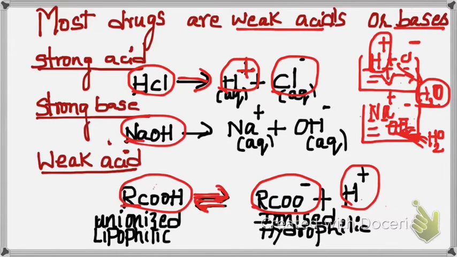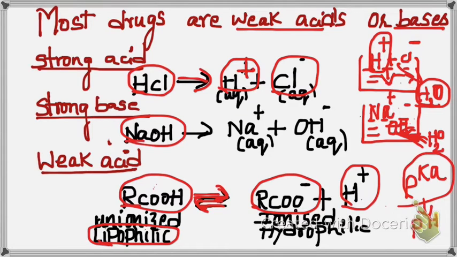Since we knew that the cell membrane is a lipoid or lipid membrane, these lipophilic or unionized forms of the drugs can easily pass through the cell membrane. So we saw the pH at different places as we travel down through the GIT, and we saw what a weak acid is. So let's see the term pKa.